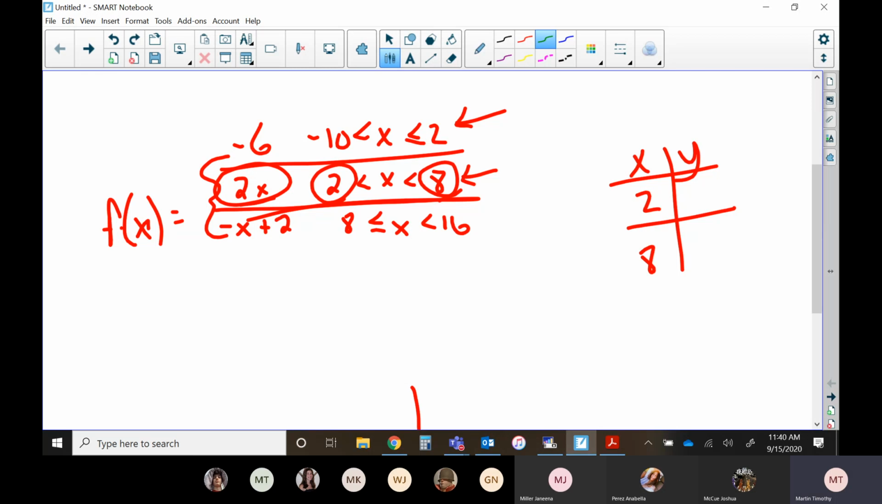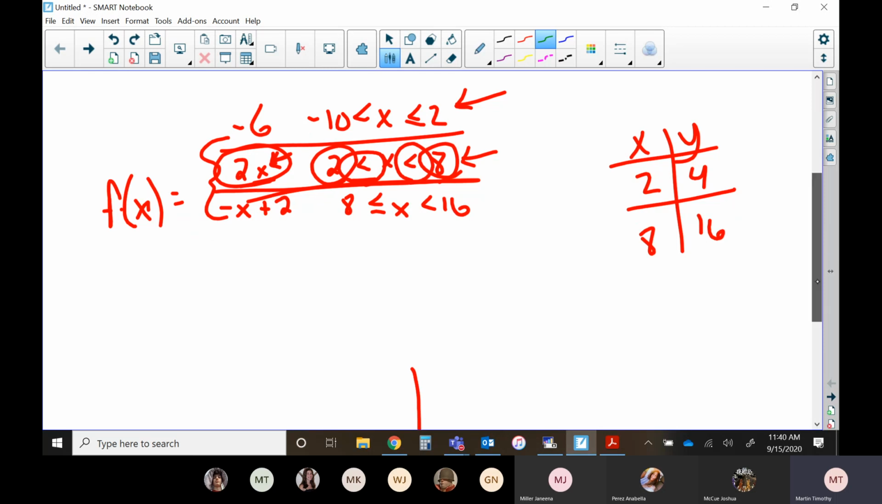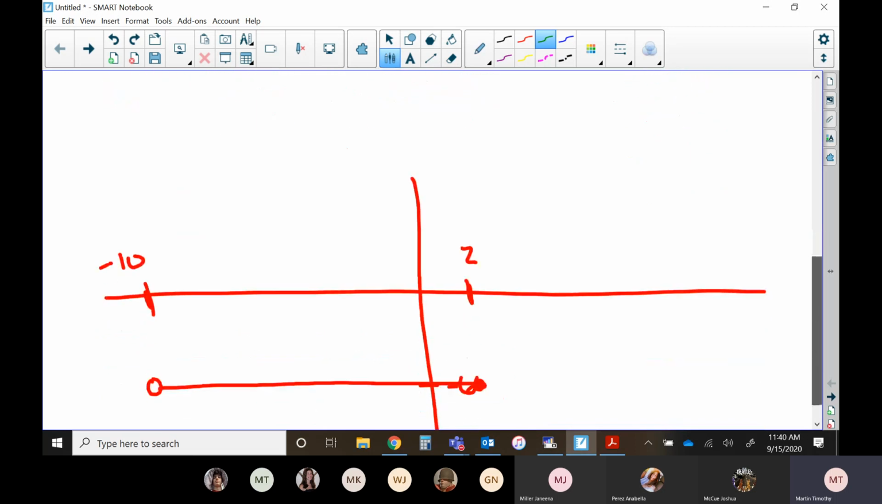Now, what's the problem? I don't know where the Y is, right? How do I figure that out? I plug it in, right? So 2 goes into here to this X. 2 times 2 is 4. And then I do the same thing with the 8. Plug it in there. 8 times 2 is 16. And both of them are not including. They're both just less than signs. They're open circles. So 2, 4.